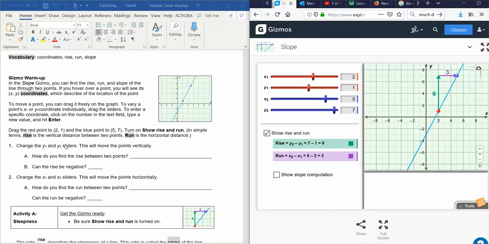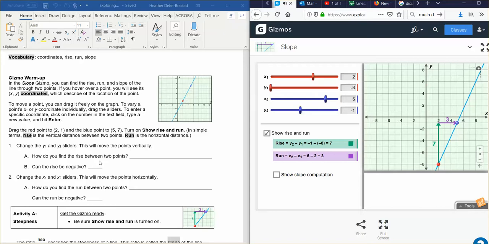Change the Y1 and Y2 sliders. This will move the points vertically. So I'm going to change Y1. I'll just go down a little bit. You can see the rise is getting longer as I go down. And I can change Y2. Oh, now they're getting closer together again.